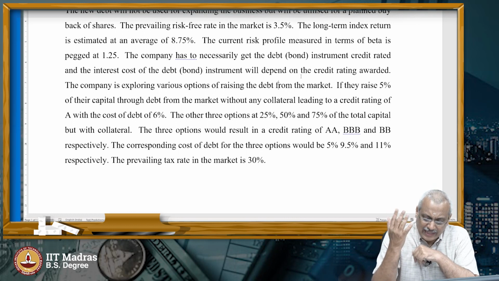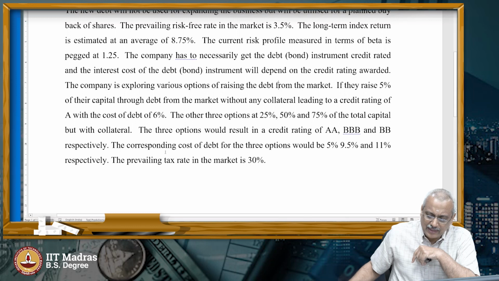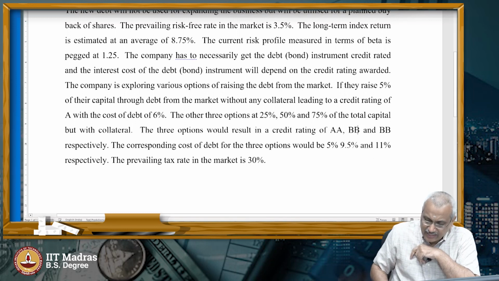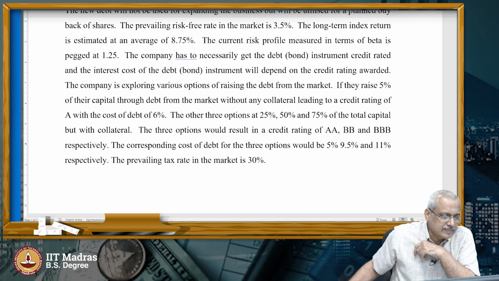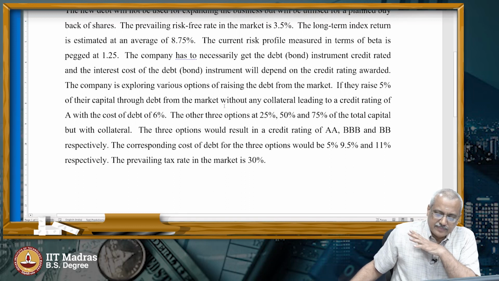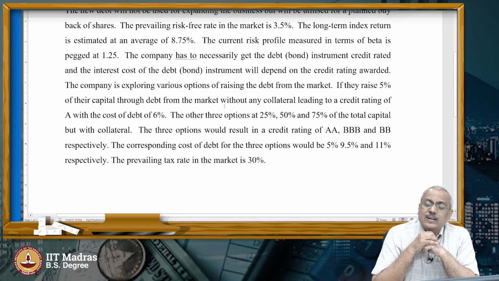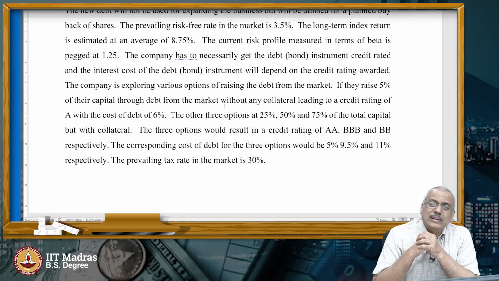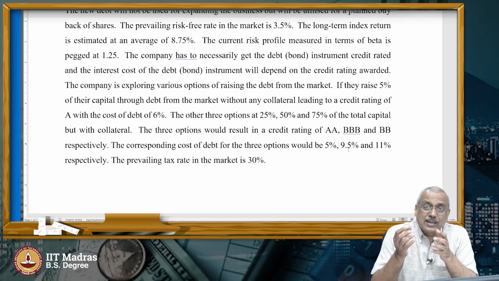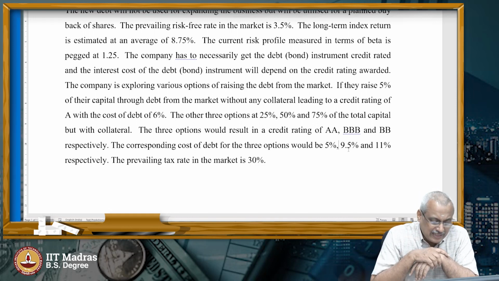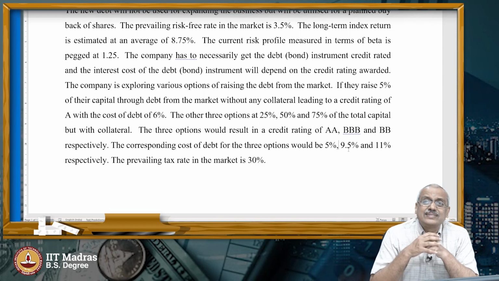I think there is a small error out here. No, I think we were right. They can go for 50% of the capital in the form of debt, and they will get a triple B credit rating which will attract about 9.5% out there, or they can go for 75% of their total capital as debt, and that will give them a double B credit rating, and the interest rate they will have to garner is 11%.